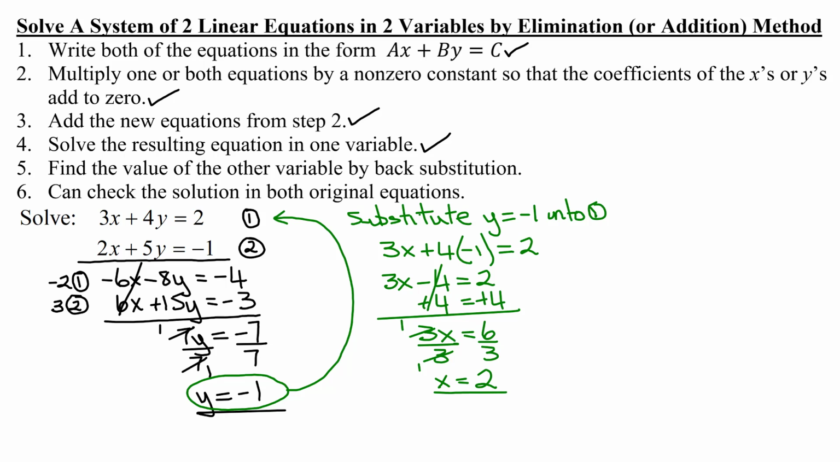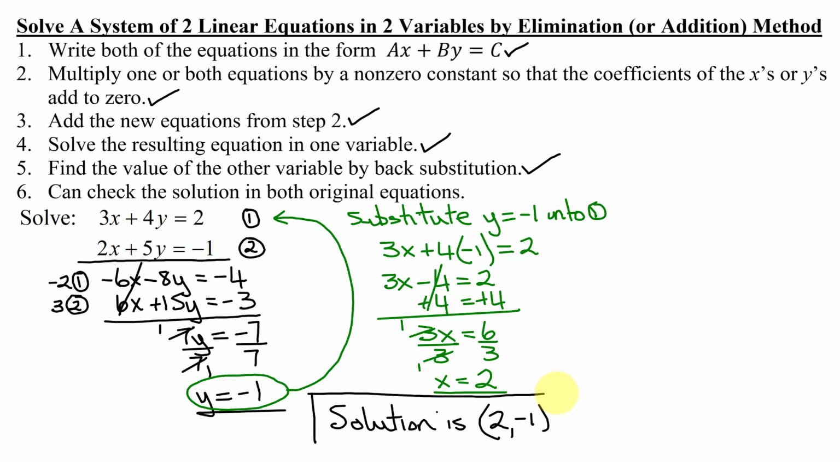So now I have completed step 5, and the solution to this system is the ordered pair. Remember, x comes first, so it's 2, y is negative 1. So that is the solution to this system. Now, in step 6, it says that we can check the solution in both of the original equations. So I'm just going to check it very quickly.